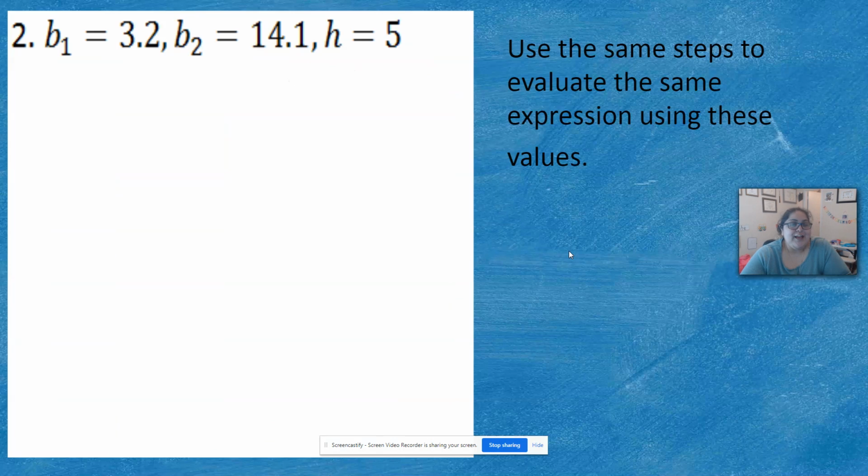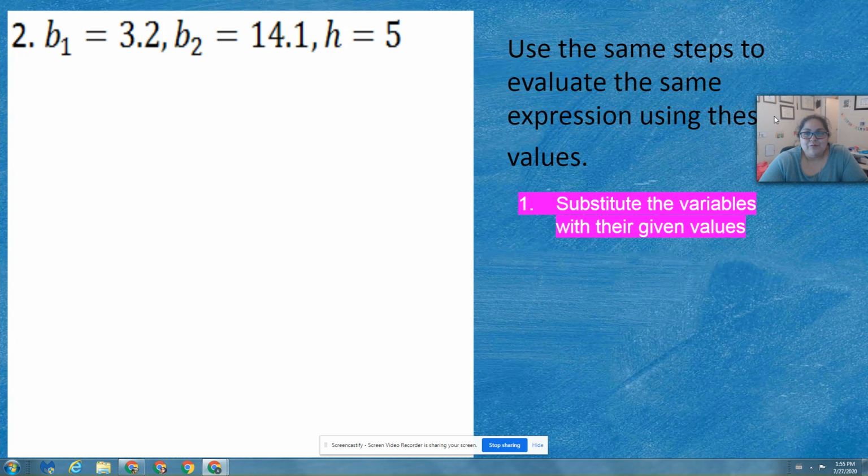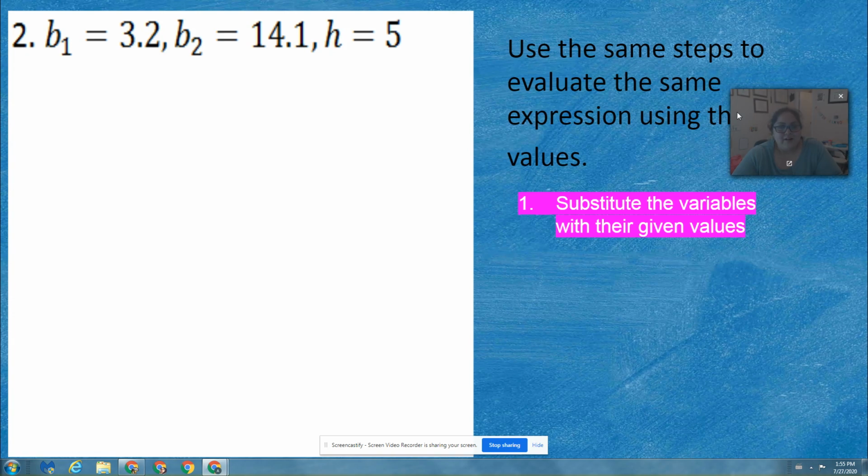All right, let's do another example. Again, the first thing we're going to do is substitute the values. We move this a little bit up here so you can see it. So we substitute the values.